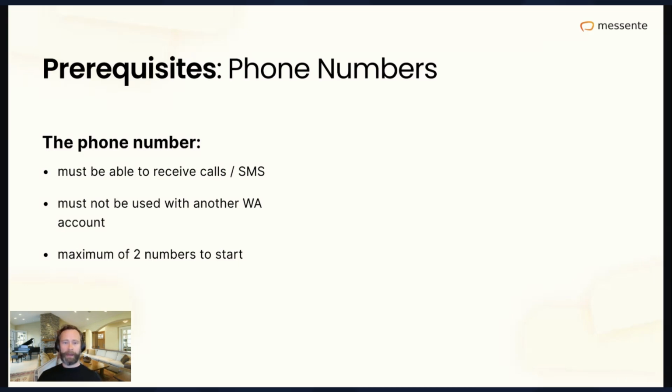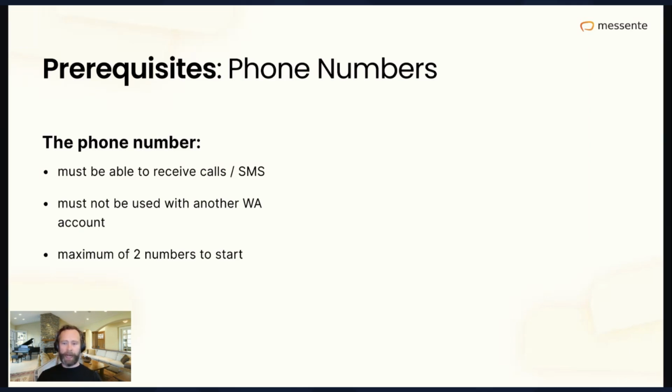It can't be used with any other WhatsApp account. So if maybe you're already using WhatsApp business app, or you've got a personal business number that has a WhatsApp account to it, unfortunately, you can't use those. You need a clean number that isn't yet associated with any WhatsApp account. If you're using WhatsApp Business Platform, so the API with another provider, and you want to move that to Messente, that's fine. You can do the migration and move it across, but it just can't be in two places at once.